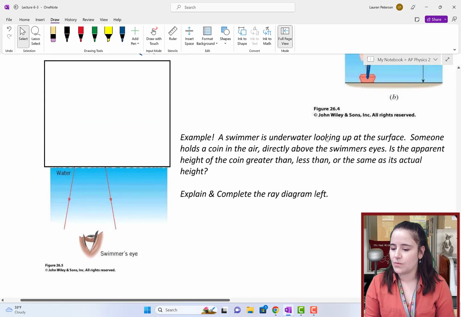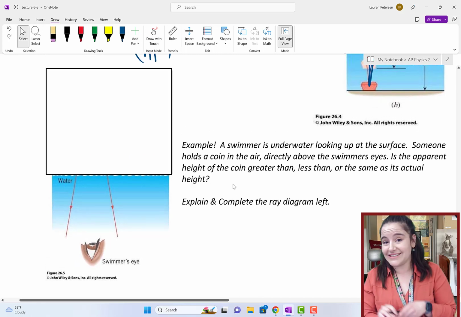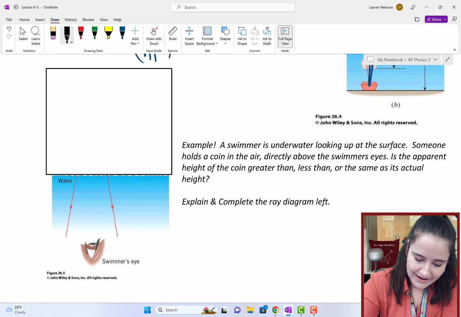A swimmer is underwater looking up at the surface. Someone holds a coin in the air directly above the swimmer's eyes. Is the apparent height of the coin greater than, less than, or the same as its actual height? Explain and complete the ray diagram. So this is easiest to explain through that ray diagram.